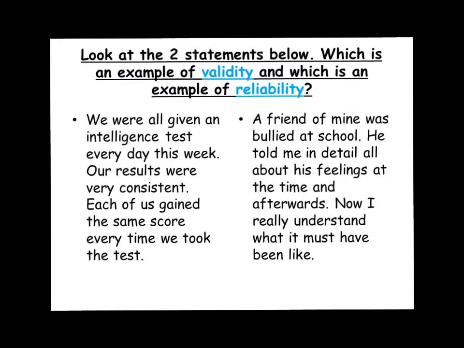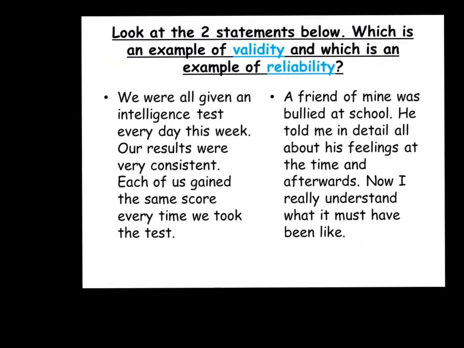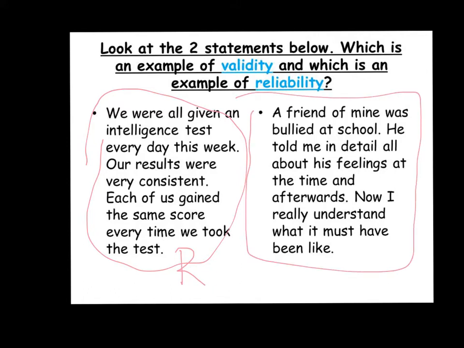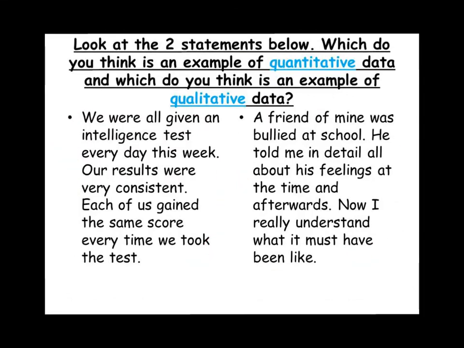So we've already seen these examples, and we saw that this one was the reliable data because it was numerical, you could replicate it very easily with similar results, whereas this one was about valid data because it was about finding out what really happens in society. So these two things we need to bear in mind today as we go through this video.